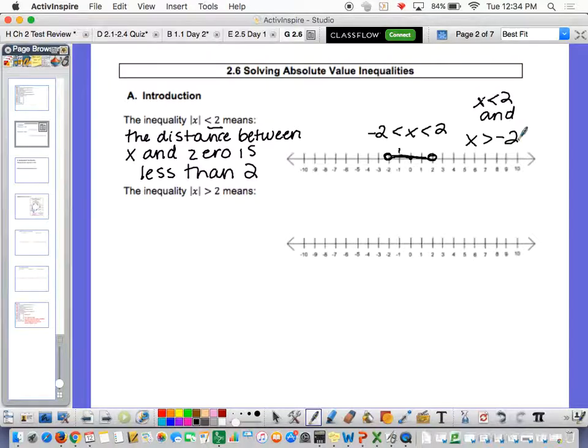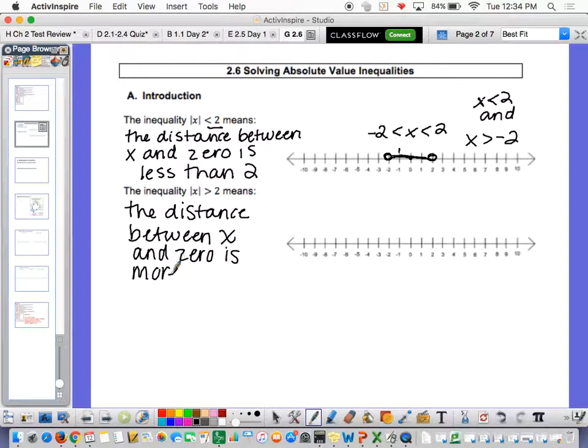Okay, so similarly, this means that the distance between x and 0 is more than 2. And if you're thinking, well then, Bauckham, that's just the opposite of what we got. Okay, it doesn't really matter what number we choose as long as the distance to 0 is greater than 2. So we've already talked about this being the distance that's less than 2. So the distance being greater than 2 has to be everything else.